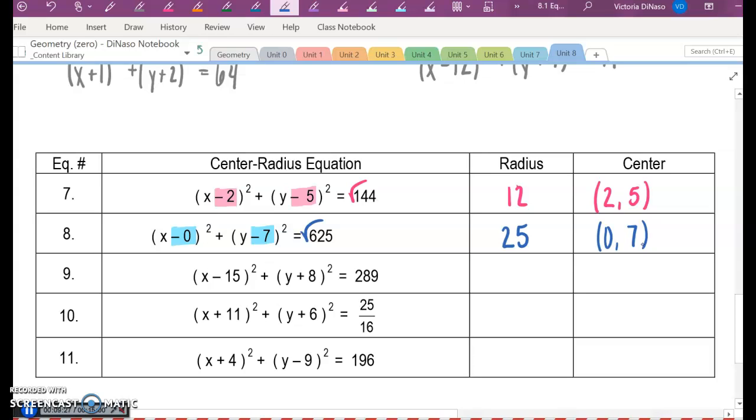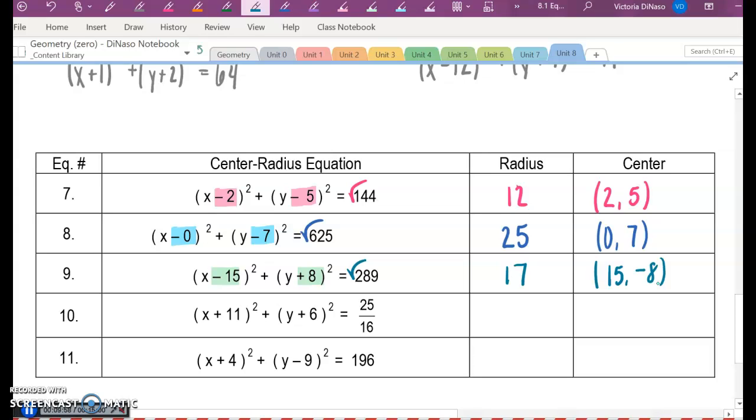For the next one, we have (x minus 15) squared plus (y plus 8) squared equals 289. So you're going to take these two numbers, that's going to be your center, and then you have to square root 289 to find the radius. So the square root of 289 is 17, and your center is at positive 15, comma, negative 8. So we flip those signs.